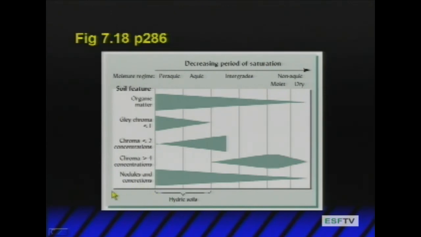The other one is nodules and concretions. Concretions are very hard concentrations that are self-formed, and they're manganese. When you have a lot of those, those are hydric soils. Those are hydric soil indicators; they help indicate the presence of a hydric soil. It's a little bit more fulfilling than that definition, long enough and wet enough.